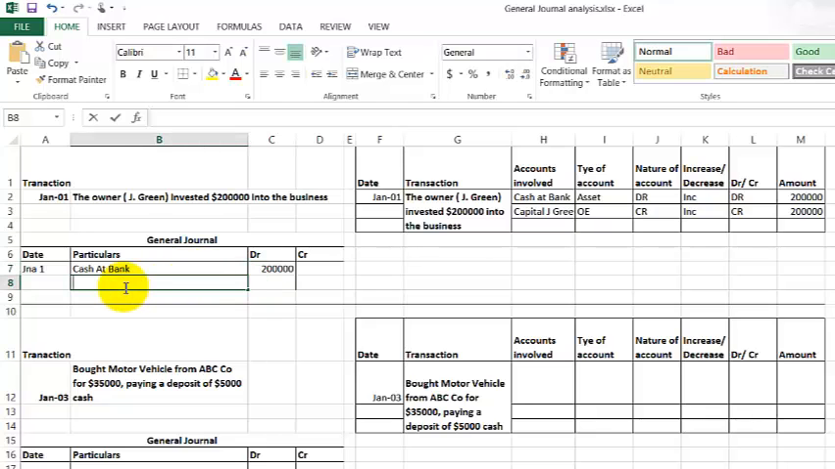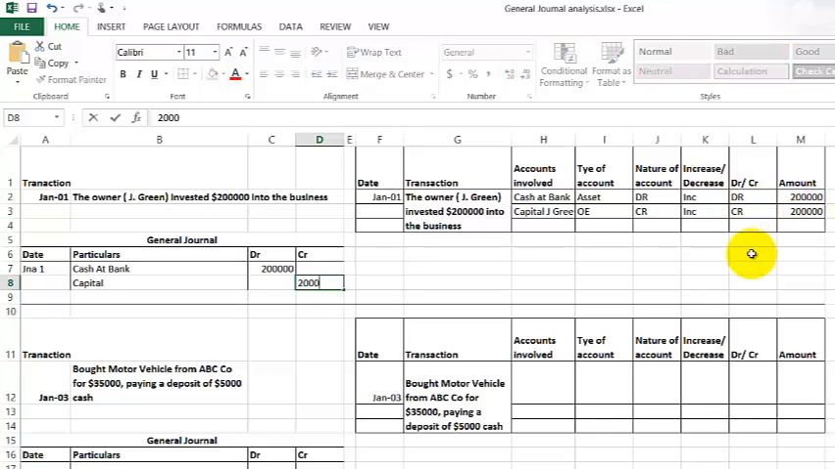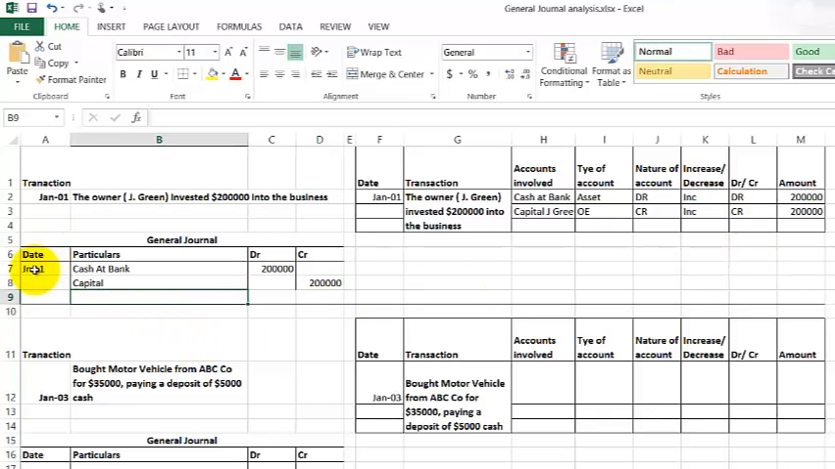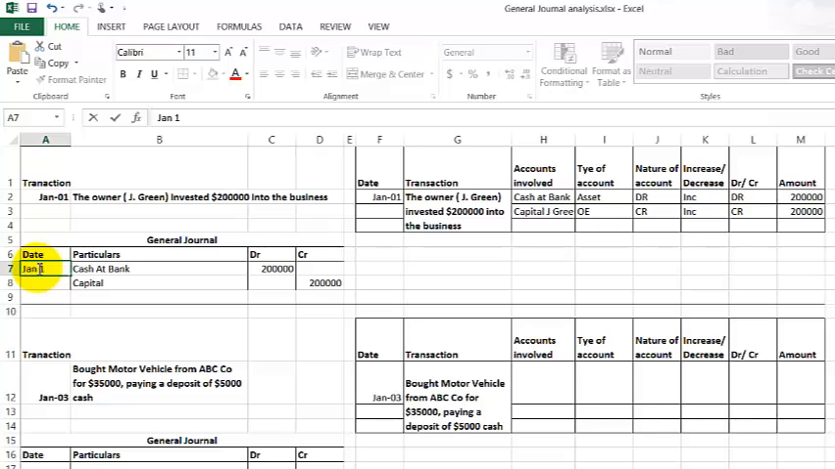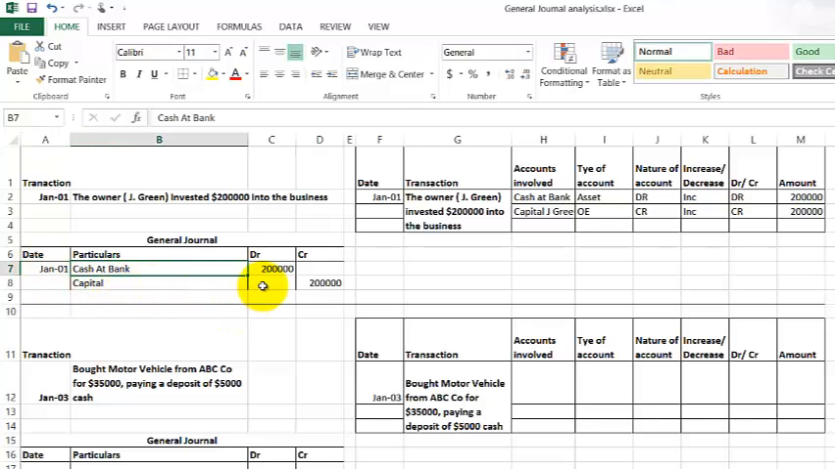The other account was capital, and we've identified before that it was a credit amount, 200,000. Okay. So that's what a general journal entry looks like. I might just fix this up so it looks a bit better. Okay, so let's just check. For every account, there's at least one debit and one credit. Okay, all debit items must equal the credit items, and they do in this case.